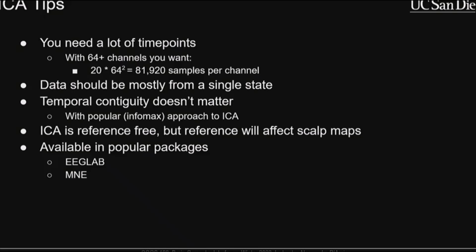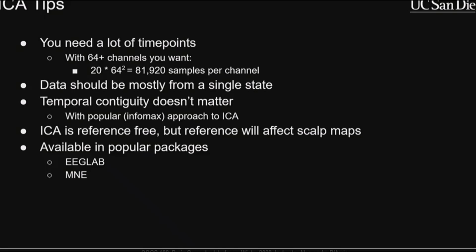ICA is reference-free, but the reference that you have will affect how the topo plots look afterwards. Typically this means you just want to stick to whatever reference you're using. I don't know if you can use a reference-free approach like common current source density and then apply it to ICA. I'm going to have to Google that. I say Google, I mean Google Scholar, of course. In general, ICA doesn't really care what your reference is, but when you're visualizing the topo plots, the choice of reference will affect how they look.